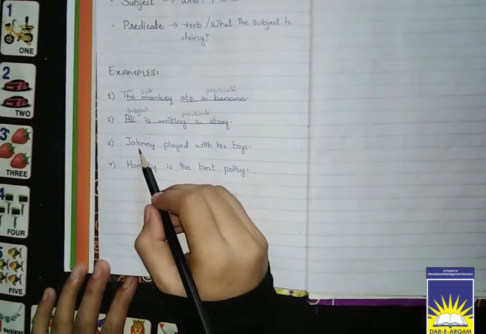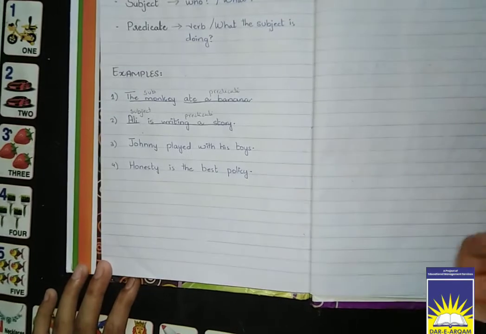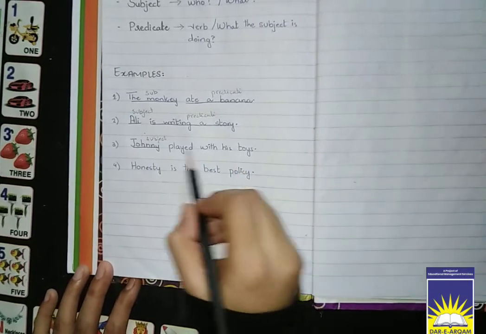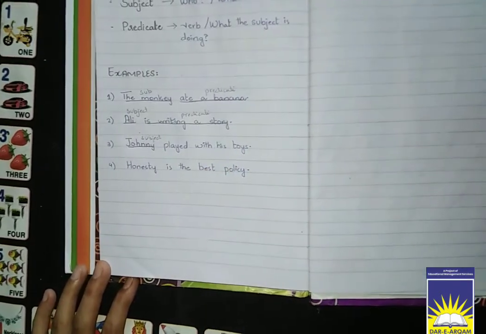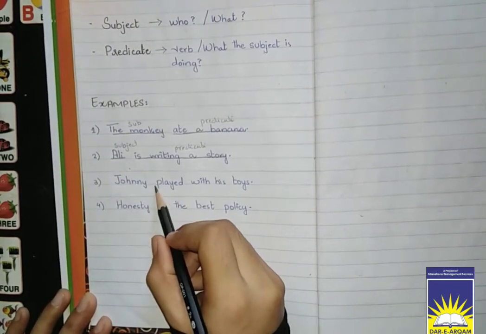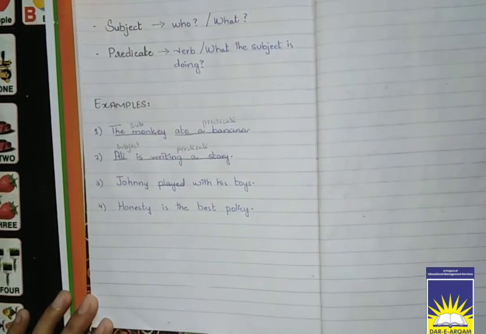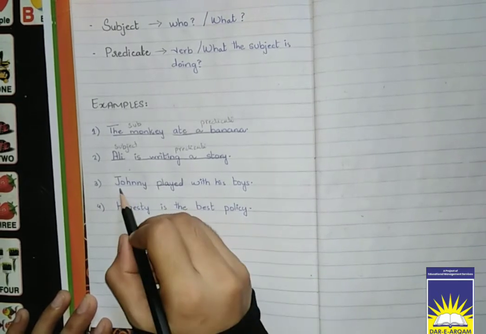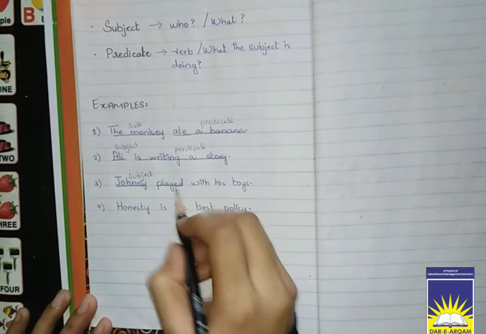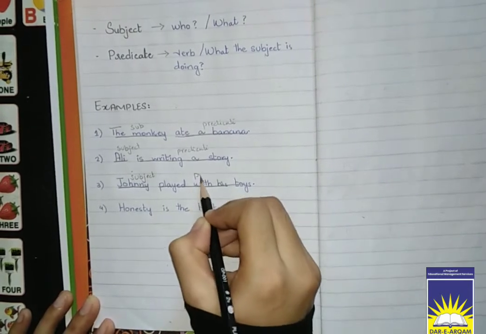Next one please. Johnny played with his toys. So who is the subject? Johnny. So Johnny is the subject. Next, find the verb. In "Johnny played with his toys," the verb is played. Now we can easily find the subject. Who is playing? Johnny. So Johnny is our subject, and the rest of the sentence containing the verb is the predicate.